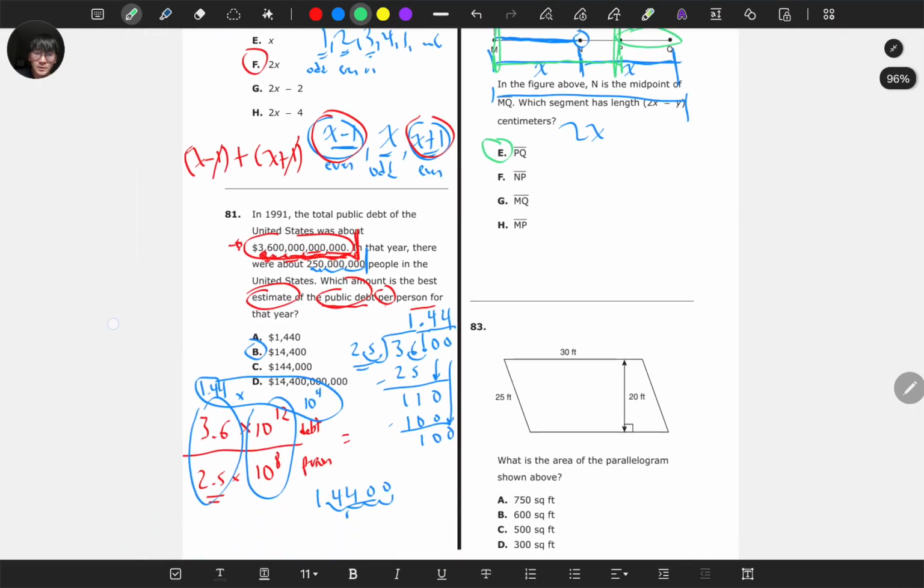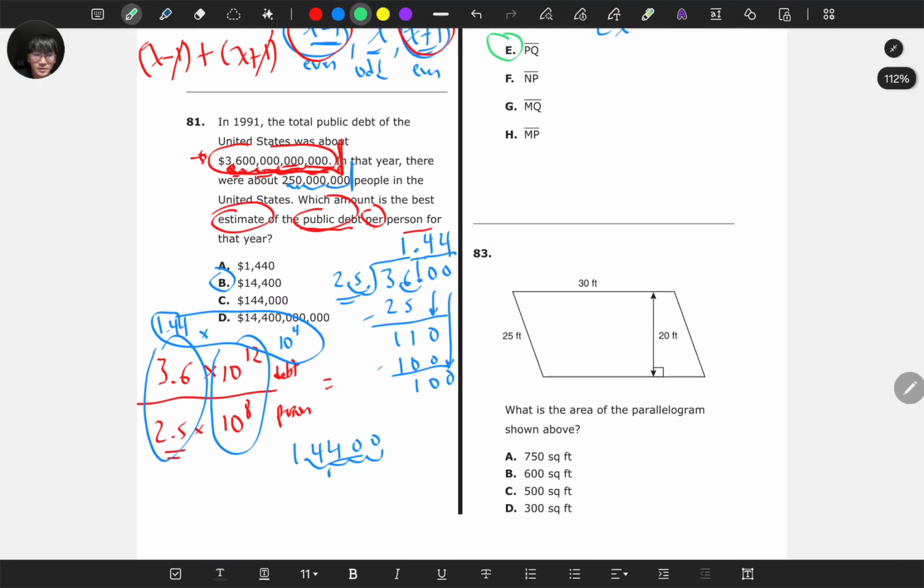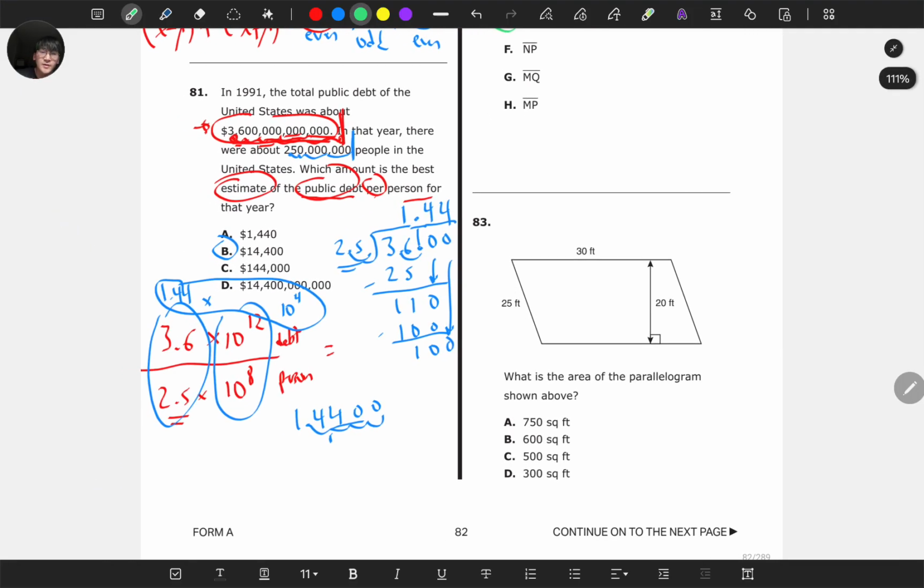Okay? Last question. What is the area of the parallelogram shown below? Okay, this is not that bad. So to find the area of the parallelogram, you can use the formula, area is equal to base times height. And now the base, I'm usually looking here, but it's okay, the base is also this. Why? Because opposite sides of a parallelogram are congruent, right? So that means if this is 30, the opposite side here is also 30, okay?